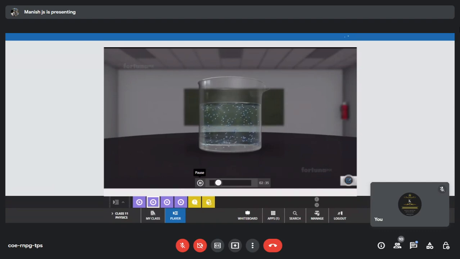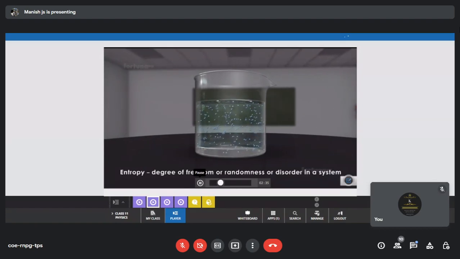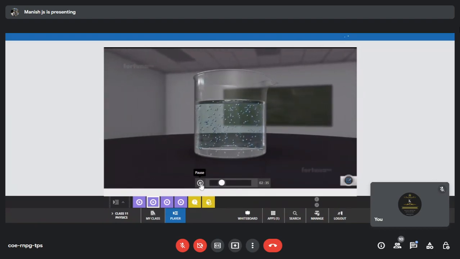Before we understand the second law of thermodynamics, let's understand a related term, entropy. Entropy describes the degree of freedom or randomness or disorder in a system. Let's explain this concept.